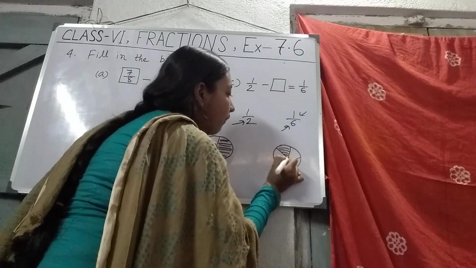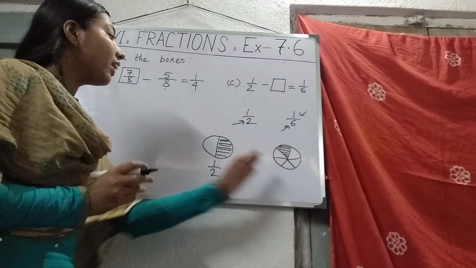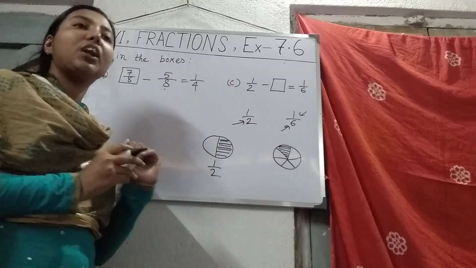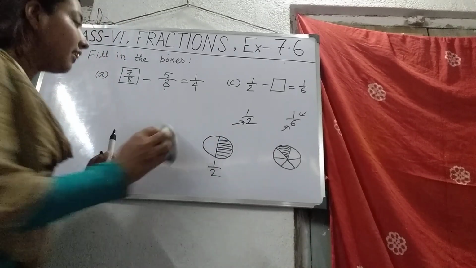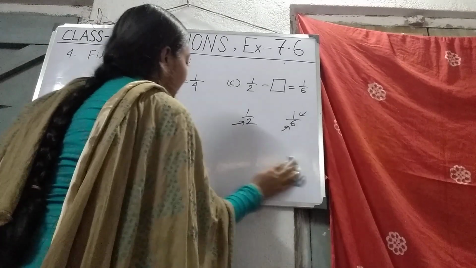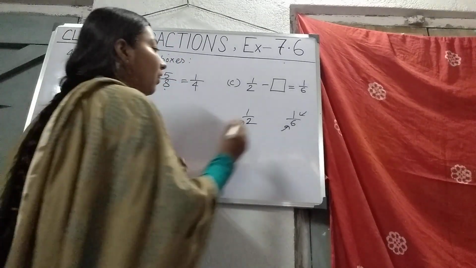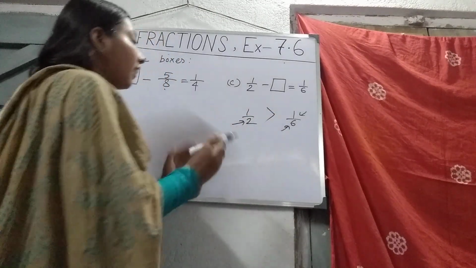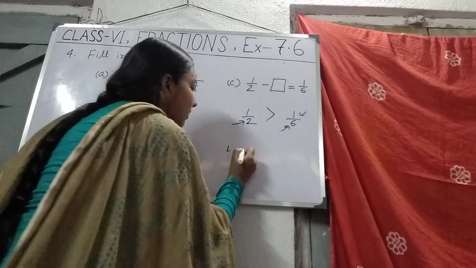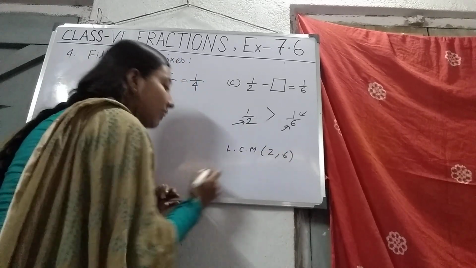Any one among 6 will be shaded. Now we can easily compare which part is bigger between the two. Definitely 1 upon 2. Let us check by taking the LCM of its denominators also. Here from the figure we have already got 1 upon 2 greater than 1 upon 6. Now we'll take the LCM of its denominators, that is 2 and 6.